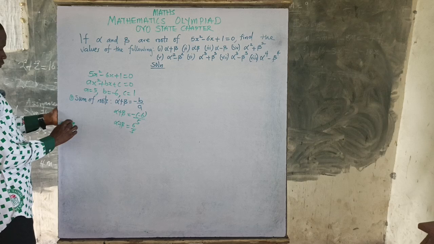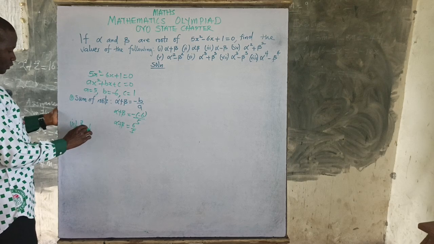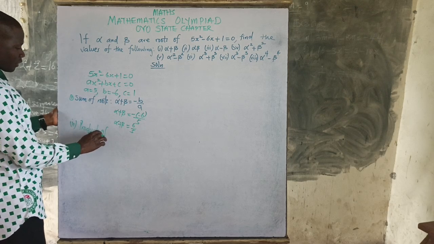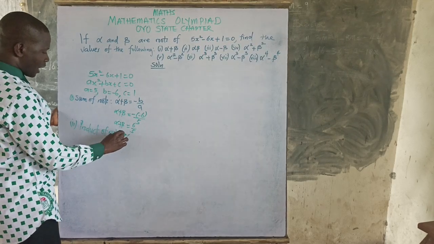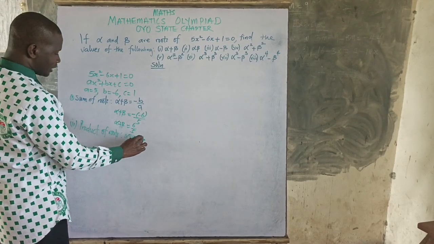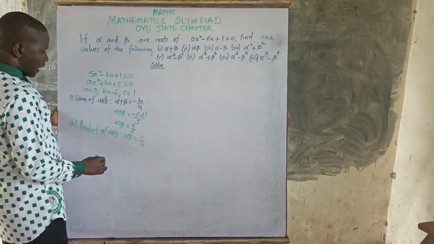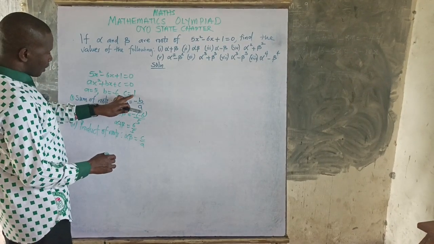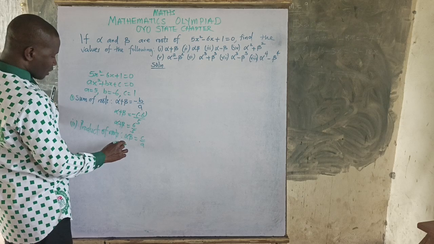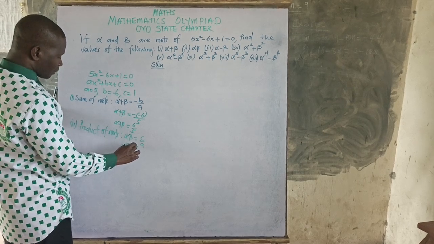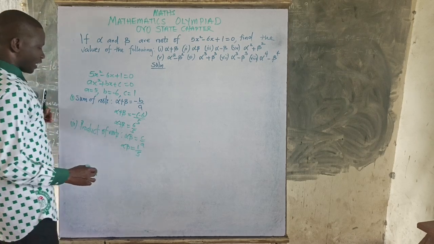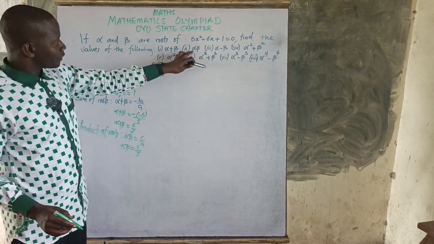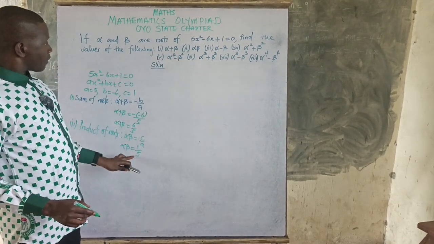Now part 2, the product of the roots, alpha beta, which is c over a. Therefore, with c equal to 1 and a equal to 5, we have alpha beta equals 1, which is c, divided by 5, which is a. So we have the first two parts of the question, and we have gotten the answer.